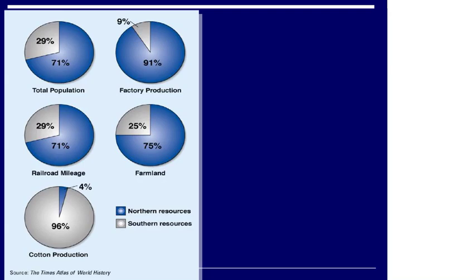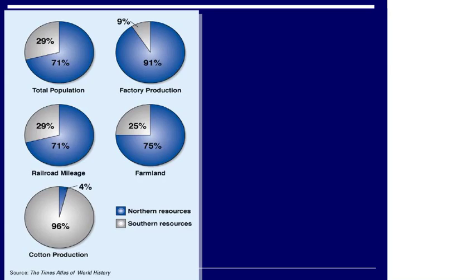Here you can see, graphically, the difference in the North and the South. Just look at this, the population. So in this you can see, the total population for the North is much greater. The factory production, that's a massive advantage. The railroad mileage you see there, and then the farmland.